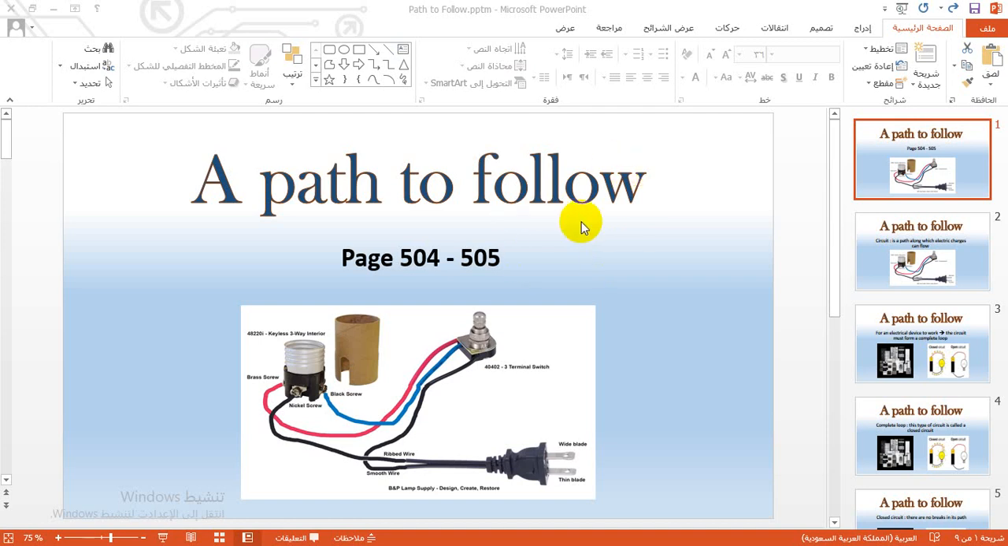If you remember, last lesson we were talking about conductors and insulators and some appliances, or I mean devices, that are made of conductors and insulators. When I say appliances, I mean devices that are used in your home.